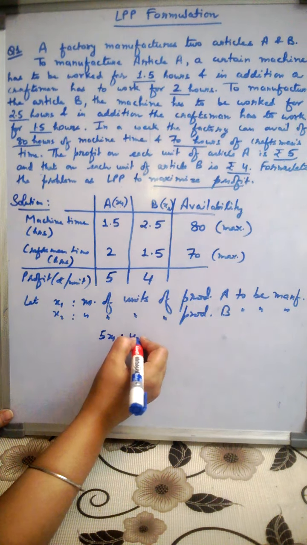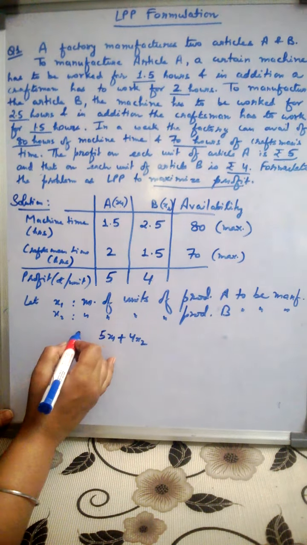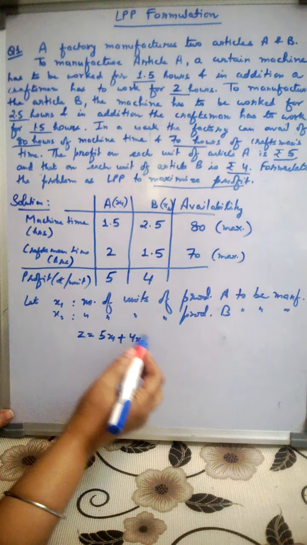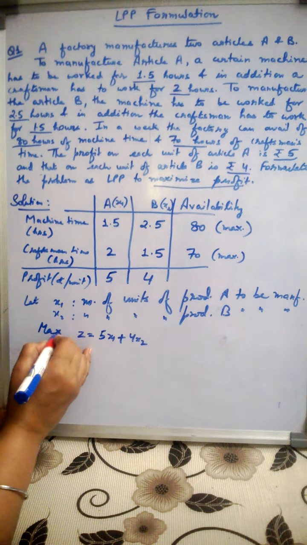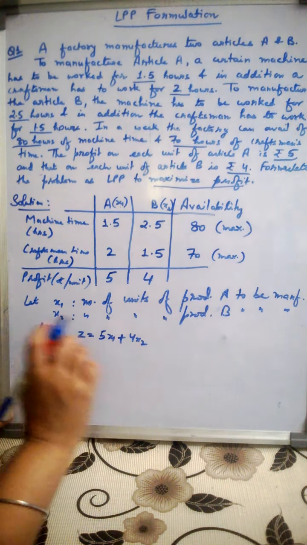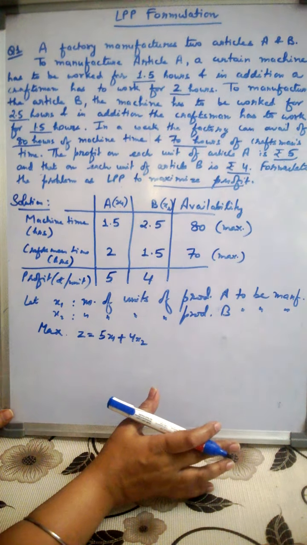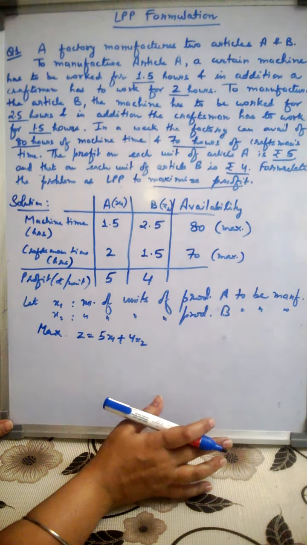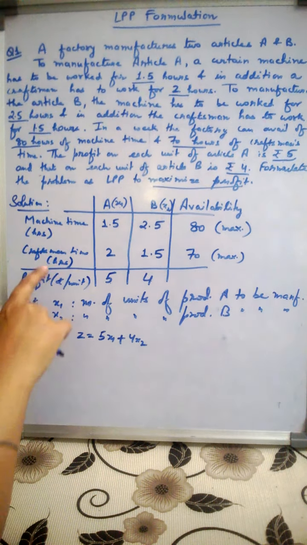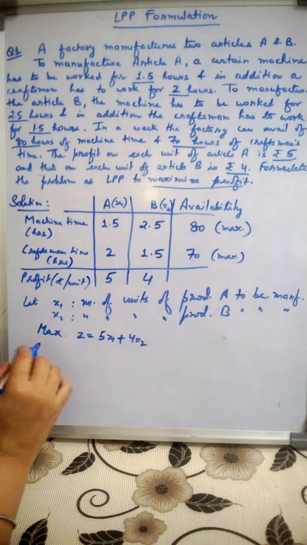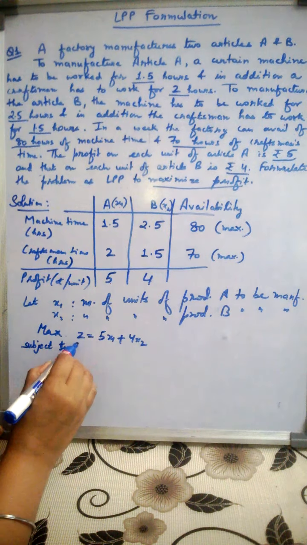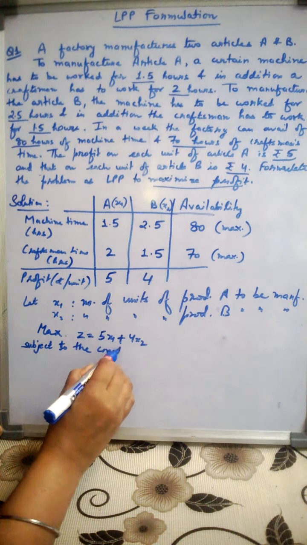5x1 plus 4x2. So let us take this function as z. What is this z? Z is the total profit and we have to maximize it. So this is our objective function: maximize z, which is 5x1 plus 4x2. Now this is our objective, but this objective is to be achieved under two constraints. There are two constraints, constraint on machine time and constraint on craftsman time. So now we write down the constraints. Subject to the constraints.